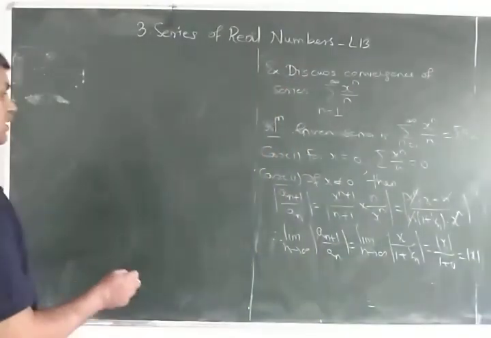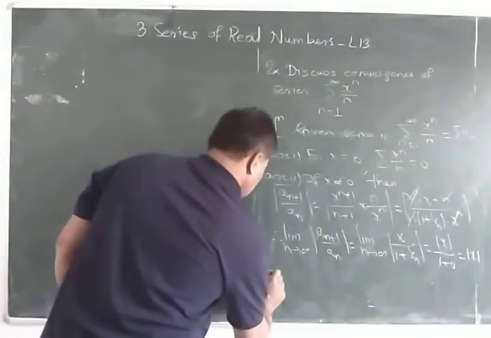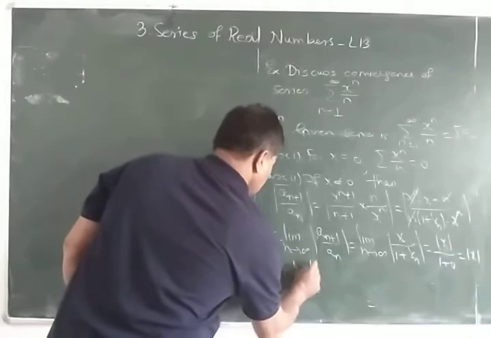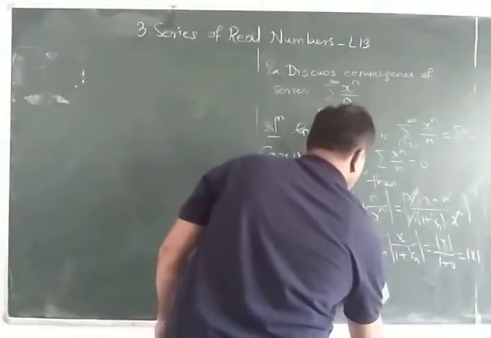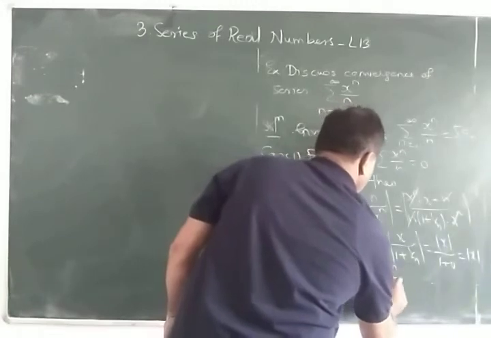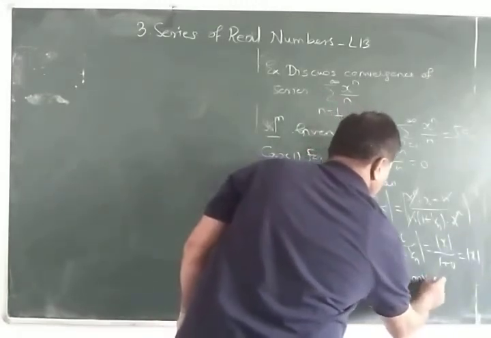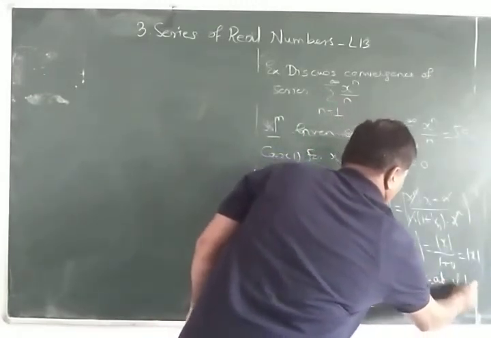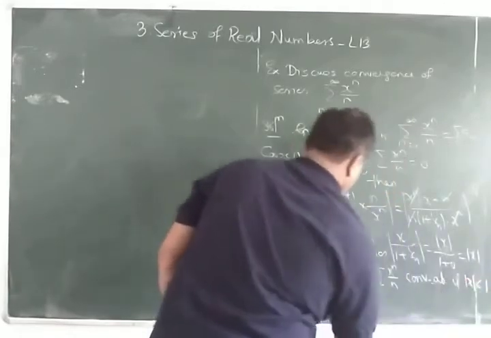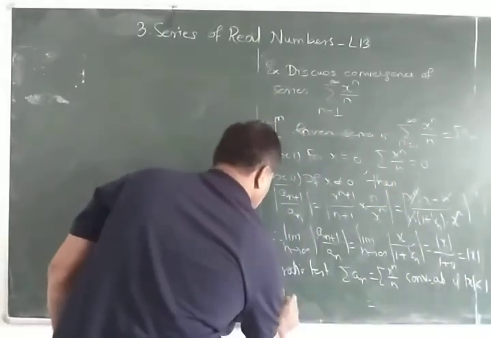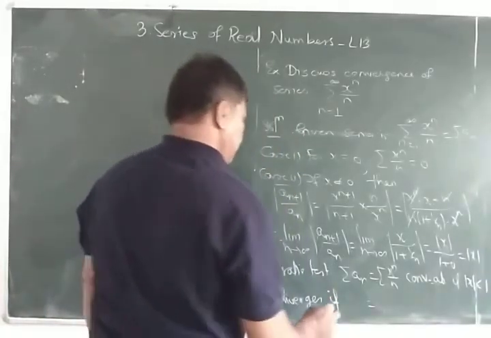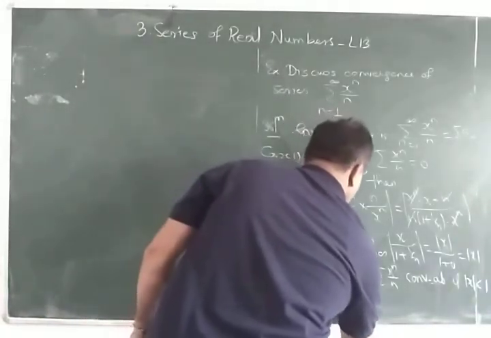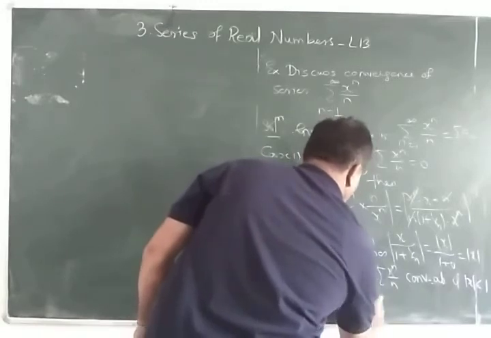So, by the ratio test, summation of x raised to n upon n converges absolutely if mod x is less than 1 and diverges if mod x is greater than 1.